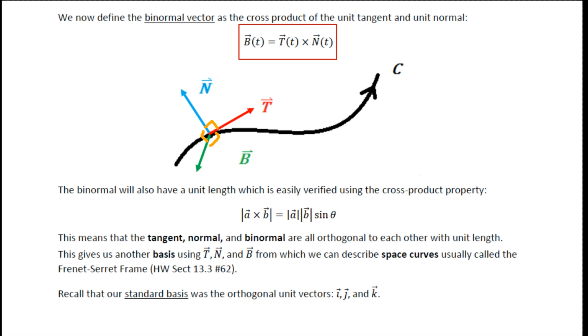Now, the binormal is also going to have a unit length. We can easily verify that with the cross product property because we're taking the cross product of T and N. And so the magnitude of T is 1, right? It's got a unit length by definition. The magnitude of N is also 1 by definition. And then sine of theta. Well, theta is going to be the angle between these two, but that angle between them is a right angle. It's pi over 2, or 90 degrees. So what's sine of pi over 2? What's sine of 90 degrees? It's 1. So what's 1 times 1 times 1? 1, which means the magnitude of the binormal is also a unit length. So these are all unit length vectors that form right angles.